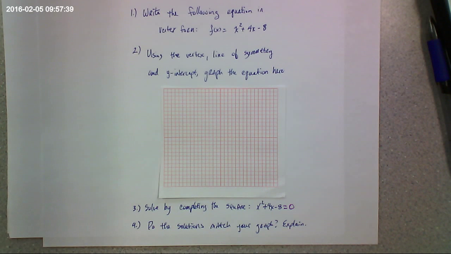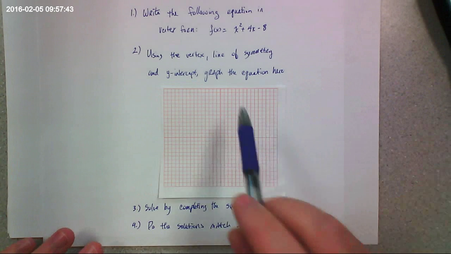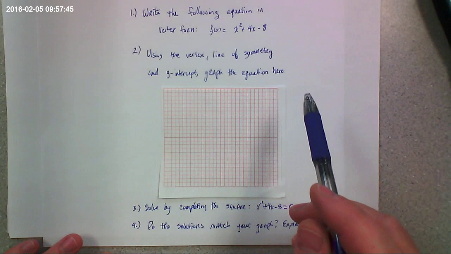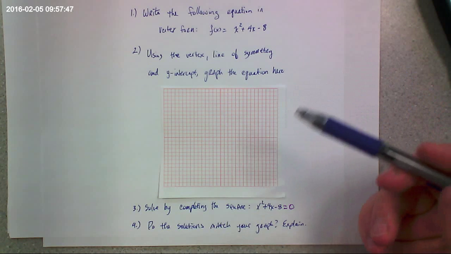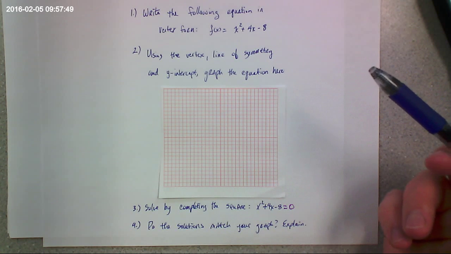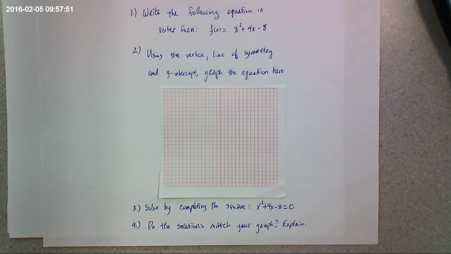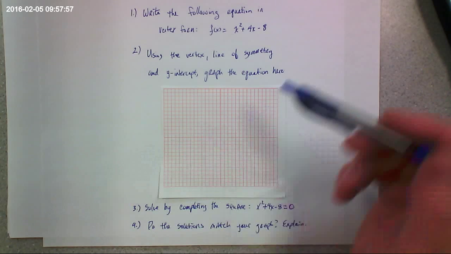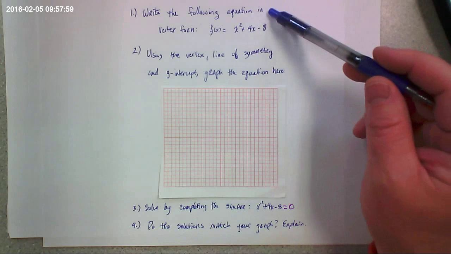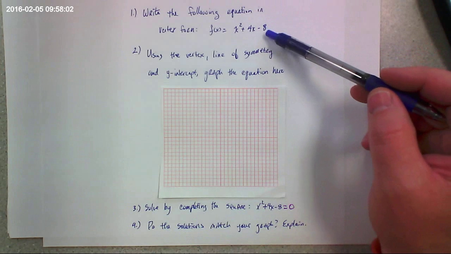The problem you guys are having, there's a couple problems you're having. Number one is you're mixing up changing to vertex form with solving by completing the square. They both involve completing the square, but it's different steps. Let's see here. Does it say to change? It does say to change it to vertex form. Okay, so we do have to do that.